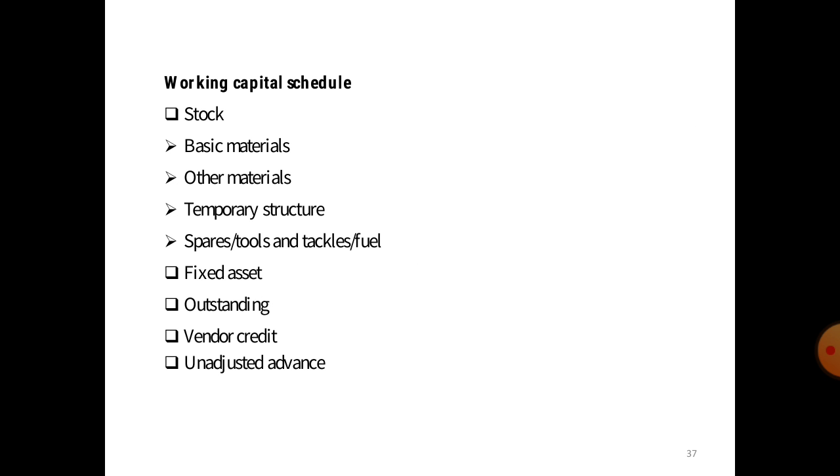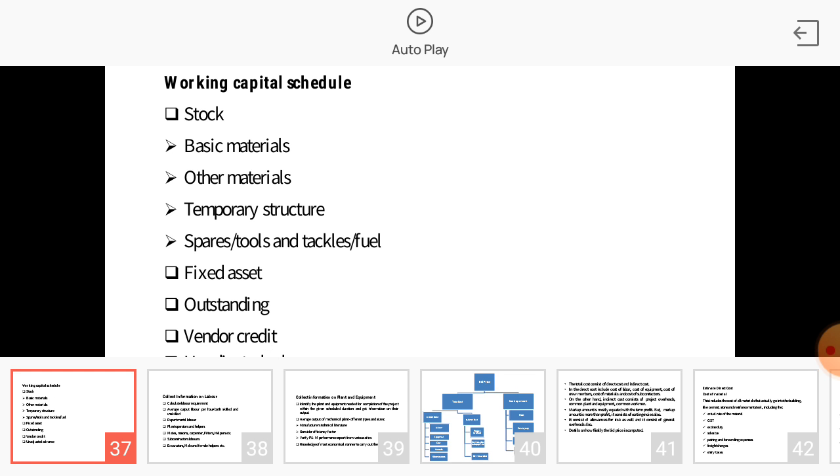Another topic we discuss is the working capital schedule. In a working capital schedule, first is the stock. In the stock we include the basic material, other material, temporary structures and spares, tools or tackles, fuels, etc. In the capital schedule we also include the fixed assets, outstanding, vendor credit, and unadjusted advances.